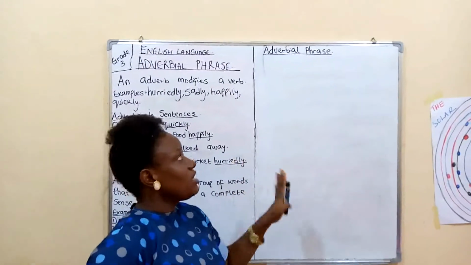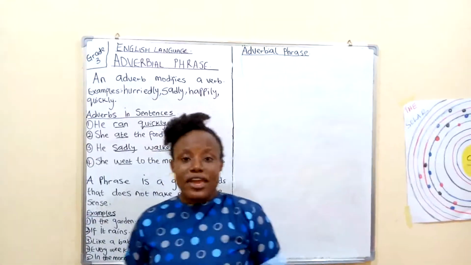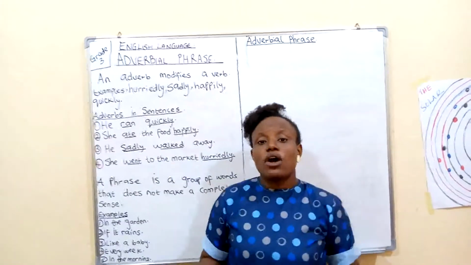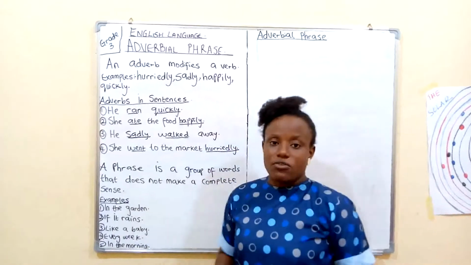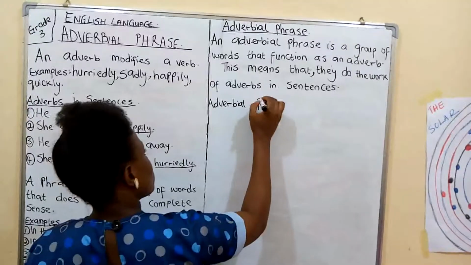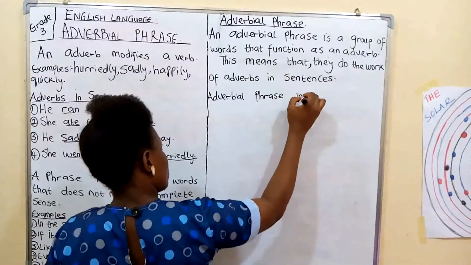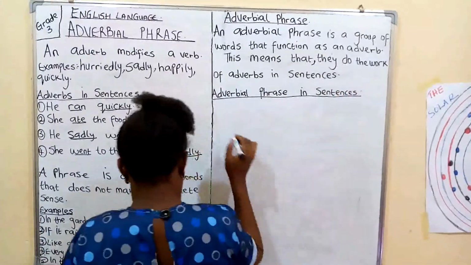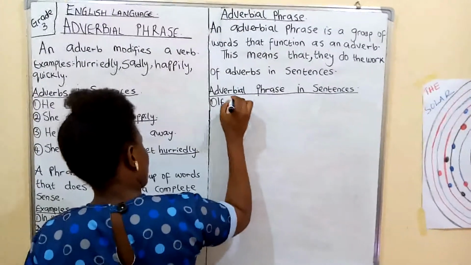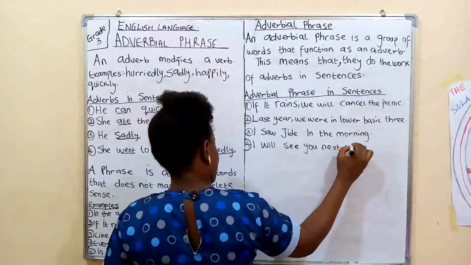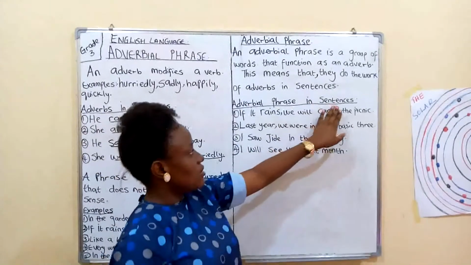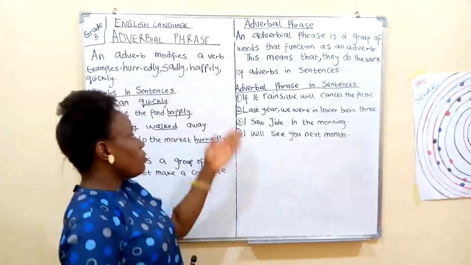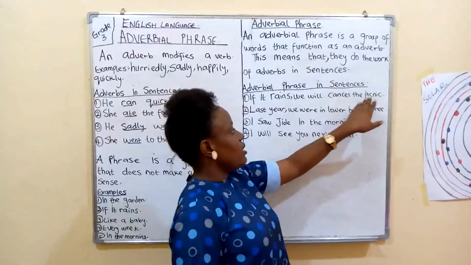Adverbial phrase. Now we're going to be looking at the meaning of adverbial phrase. An adverbial phrase is a group of words that function as an adverb. I'll take it again. An adverbial phrase is a group of words that function as an adverb. We have adverbial phrases in sentences. I've given us 4 sentences here that have adverbial phrases. Number 1, if it rains, we will cancel the picnic.